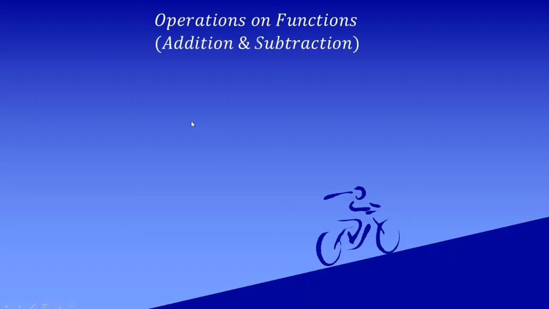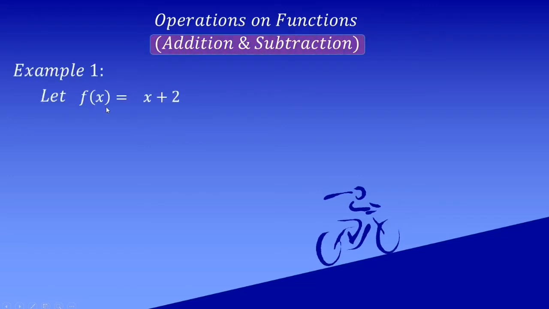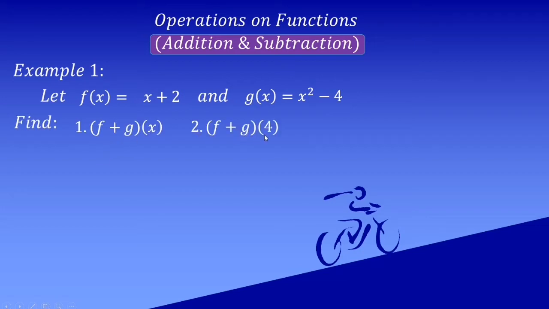Meron tayong illustrative example here. Example number 1: let f of x be equal to x plus 2 and g of x be equal to x squared minus 4. Then find the sum function and the difference function. So let us take first the f plus g of x.